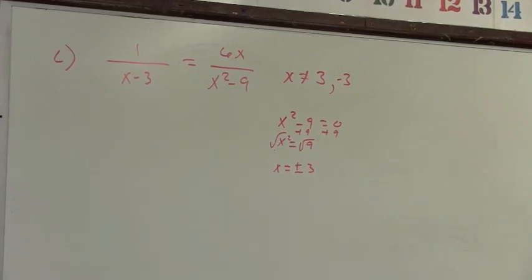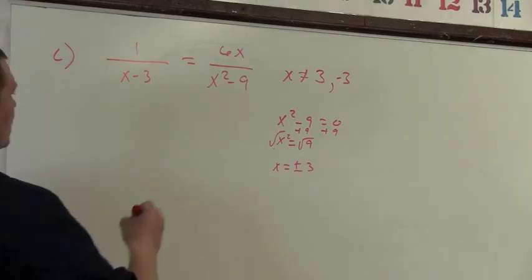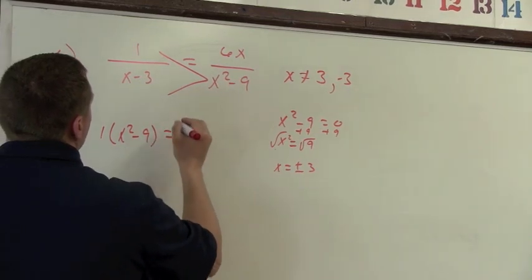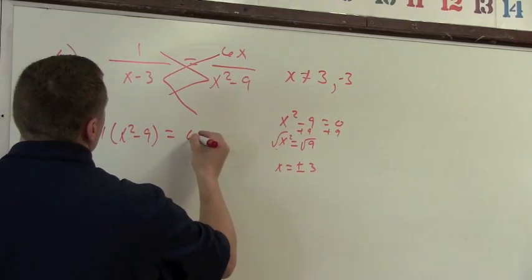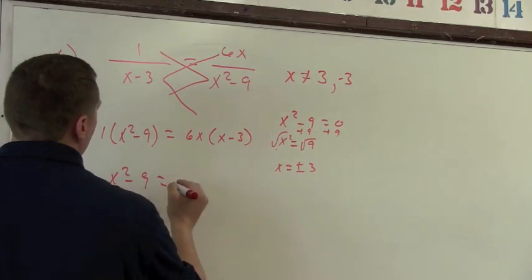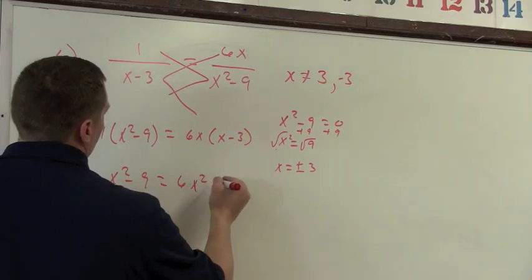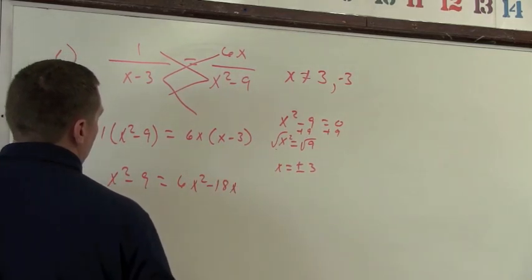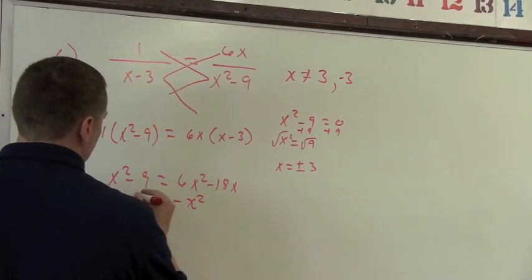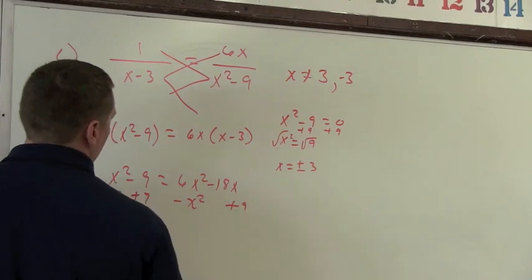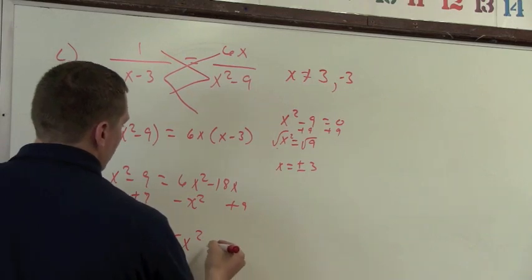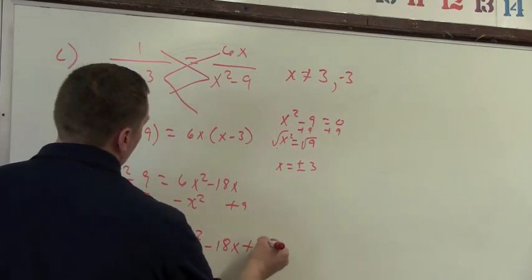So let's see what we get. Cross multiply. 1 times x squared minus 9 equals 6x times x minus 3. I get x squared minus 9 equals 6x squared minus 18x. Bring the smaller one to the bigger one, so we have positive answers. I'm also going to bring over the 9 because I have an x squared, so I know I'm going to have to factor. So that's 5x squared minus 18x plus 9.